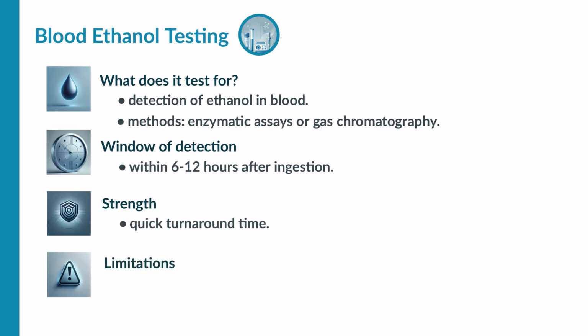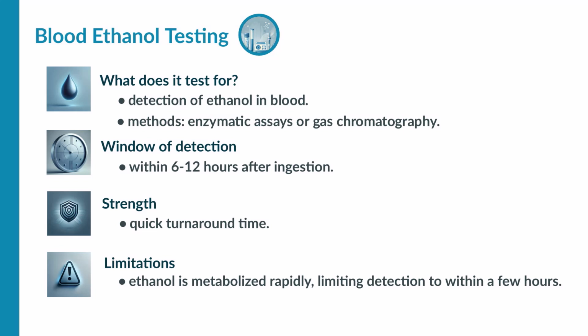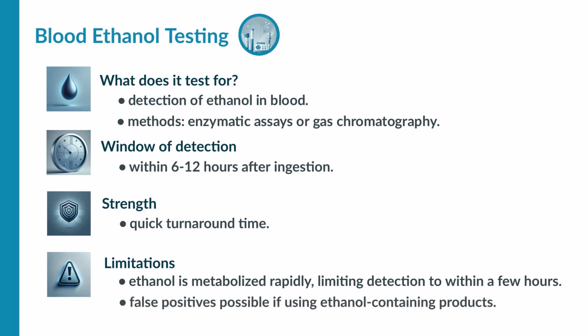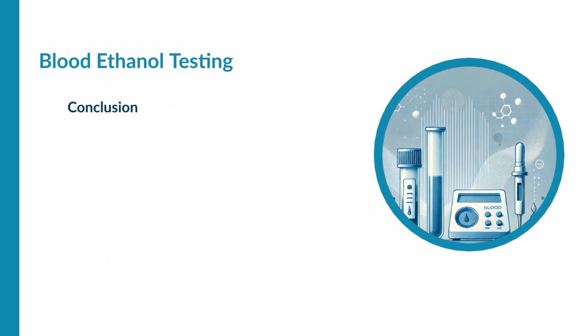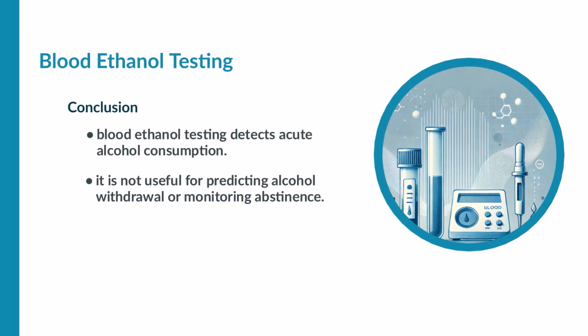From a limitation perspective, however, the body metabolizes ethanol quickly, so it can only really be used to detect the presence of ethanol within a few hours of use. Additionally, while these tests detect ethanol, false positives can occur if patients are using other ethanol-containing products, such as mouthwash. In summary, blood ethanol testing can be used to detect acute alcohol consumption, but is not really useful for predicting withdrawal or to be used when monitoring abstinence.